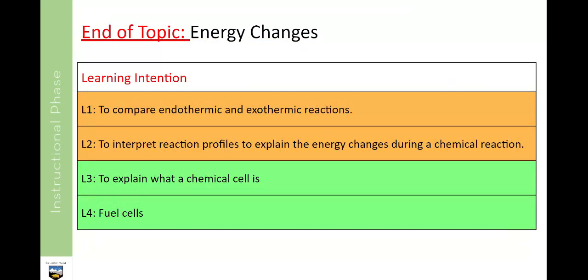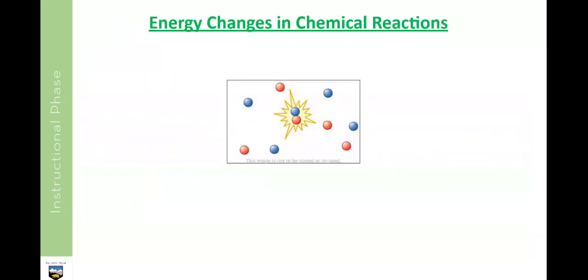So just a quick overview of the topic. We've got the 4 lessons that we've completed. The last lesson we looked at fuel cells, and the lesson before that was chemical cells. Now, the first 2 lessons I've noticed are our weakest areas, so we are going to be recovering that content today and revising it to make sure that we understand the difference between endothermic and exothermic reactions.